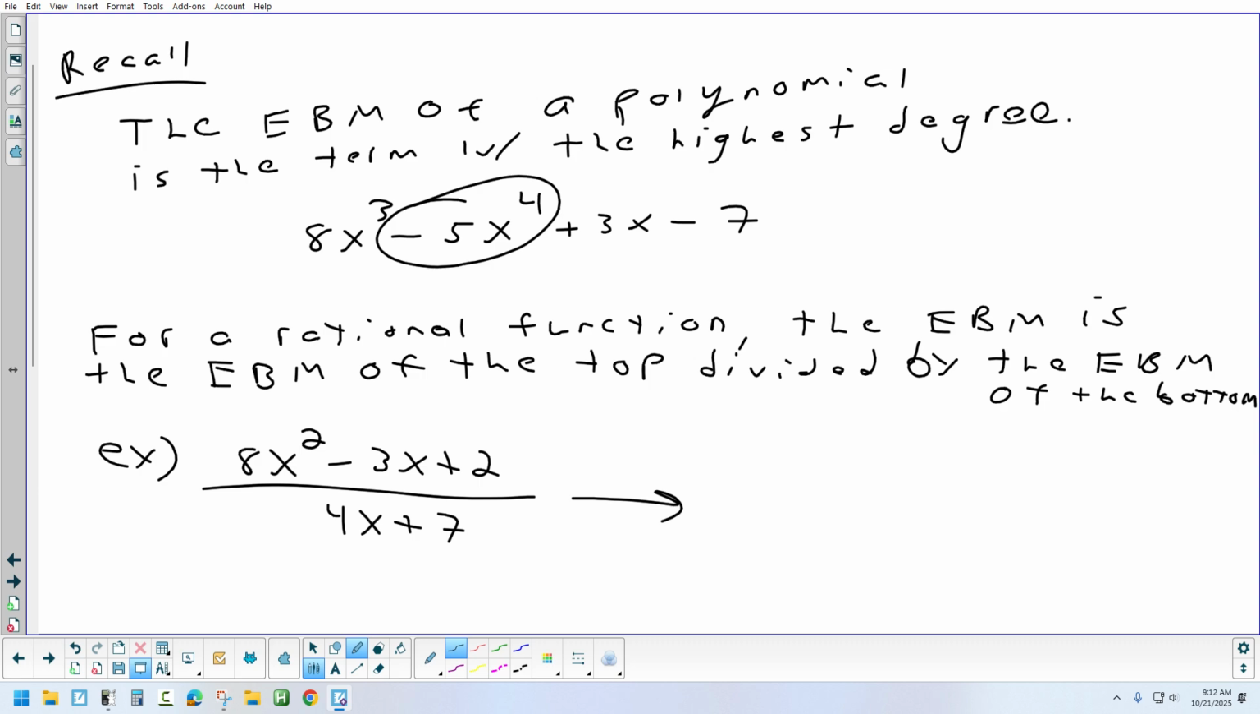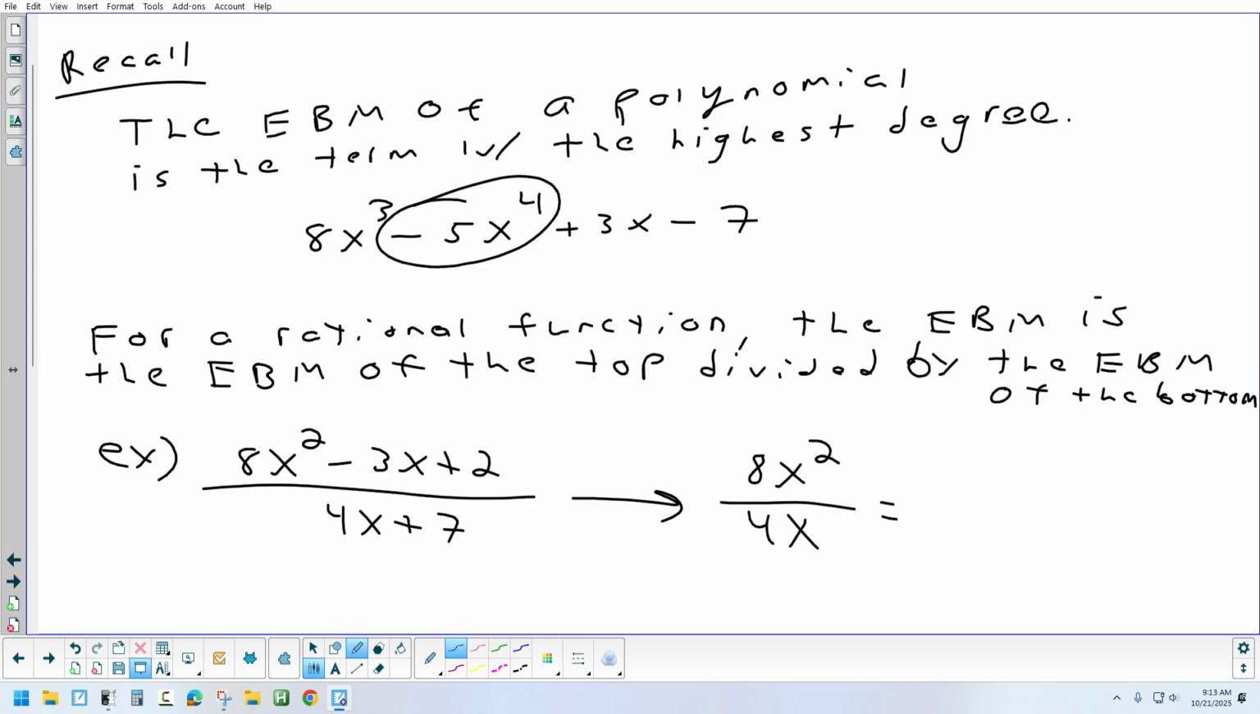8x squared. And remember, what that EBM really means is that 8x squared gives you an idea of what this is going to look like if you zoom out. It's not an exact copy of it, but it's a general idea of what this would look like without all the little details. So 8x squared predicts what the top is going to look like. And what term predicts what the bottom is going to look like? 4x.